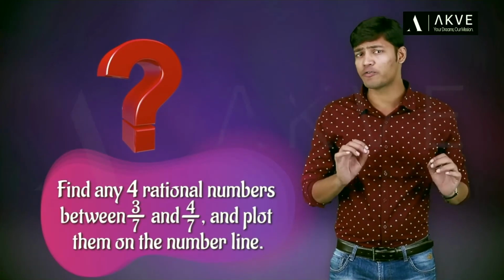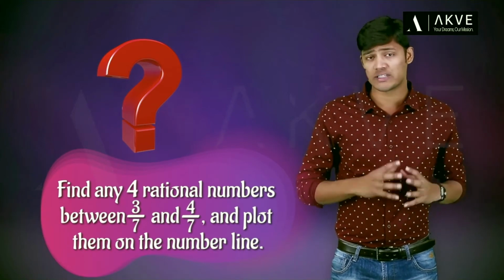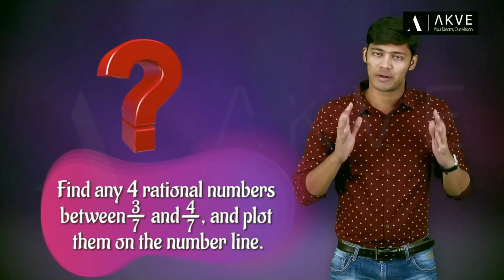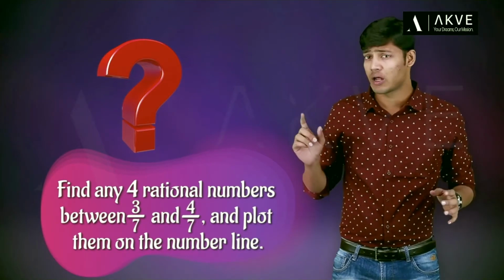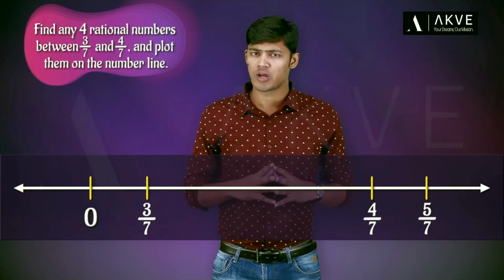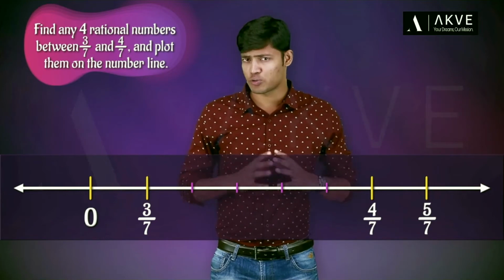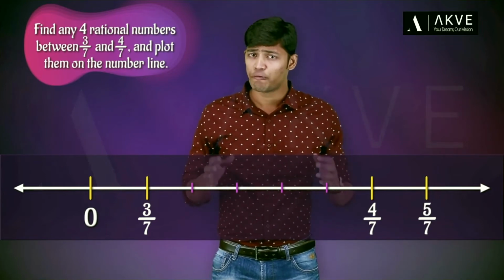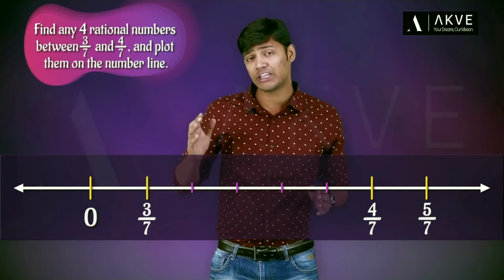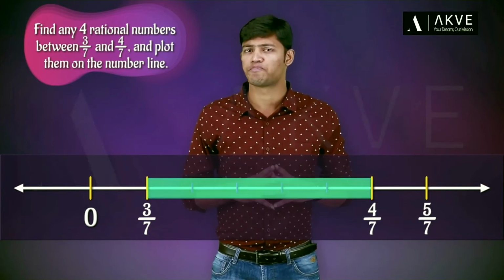Now, let's move on to our next question, a little bit tougher. In this problem, we have to find any 4 rational numbers in between 3 by 7 and 4 by 7 and plot them on the number line. To solve this question, first consider 3 by 7 and 4 by 7 on the number line. Now, we have to find any 4 rational numbers between these two numbers, which implies that we have to divide the line segment between 3 by 7 and 4 by 7 into at least 5 parts.